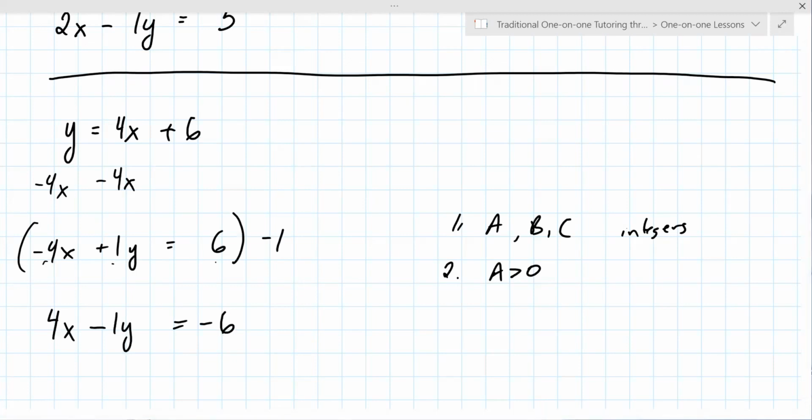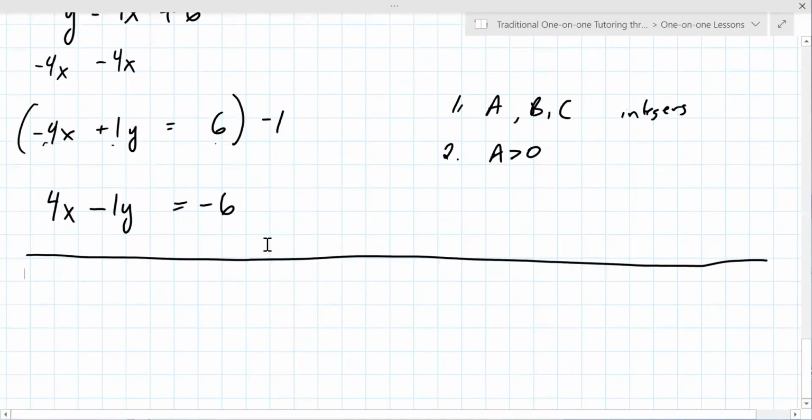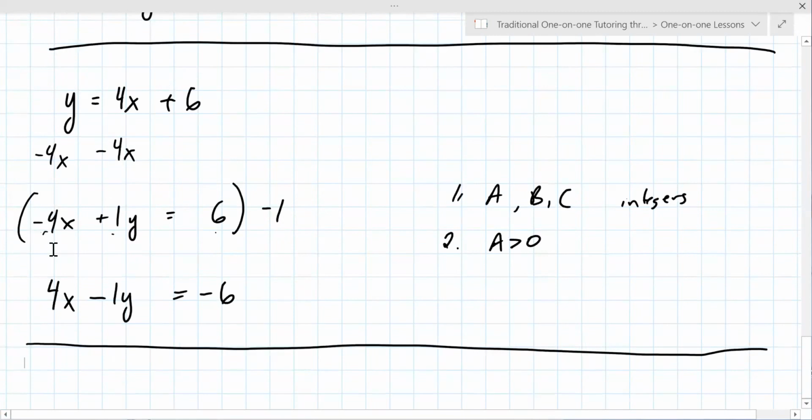Is that clear? Because I want you to try one on your own. So y equals 4x plus 6. You put negative 4s right over here. And then how do you get this right over here? Because the number in front of x is negative, you have to multiply everything by a -1. So to see how everything changes sign, it went from -4 to +4, +1 to -1, +6 to -6. Do you see that?